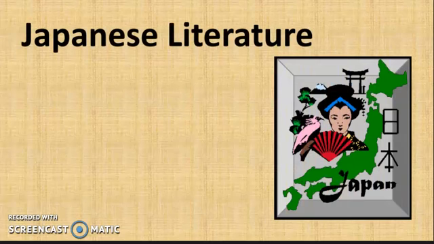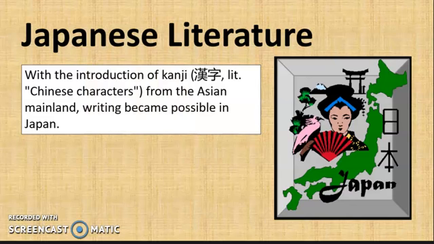Japanese literature started with the introduction of kanji from the Asian mainland, and because of kanji, writing became possible in Japan. Japanese did not have letters until the Chinese introduced their letters in the 2nd or 3rd century. After that, the Japanese started using Chinese letters. Of course, ancient Japanese used these letters for learning Chinese progressive culture.